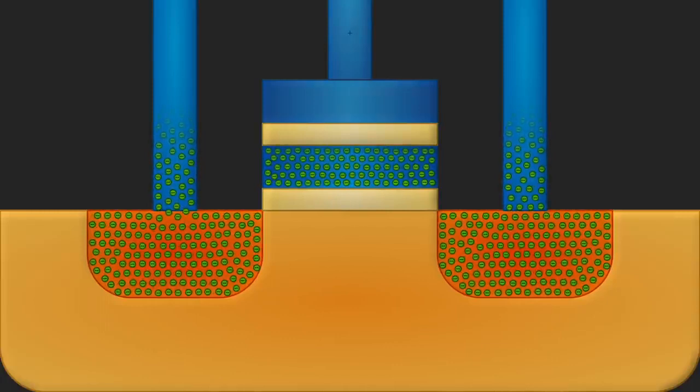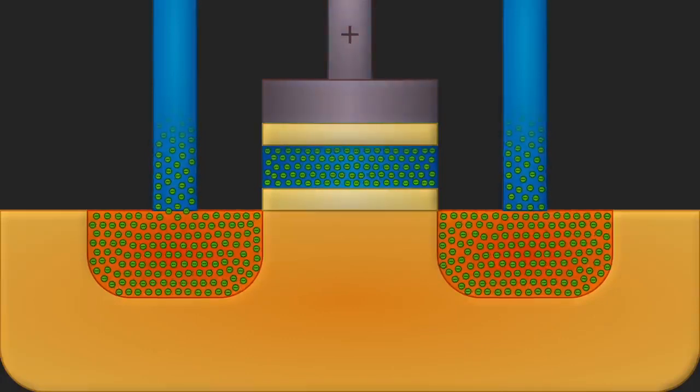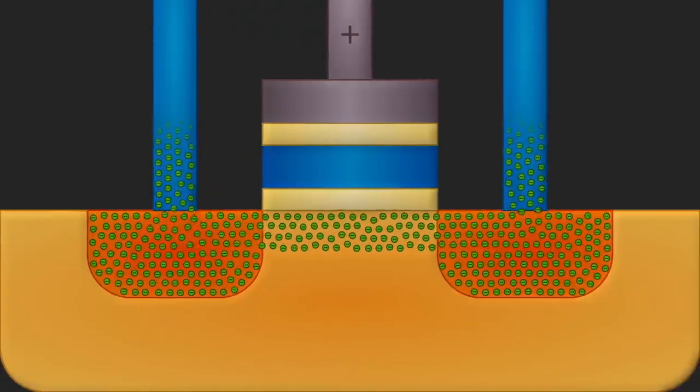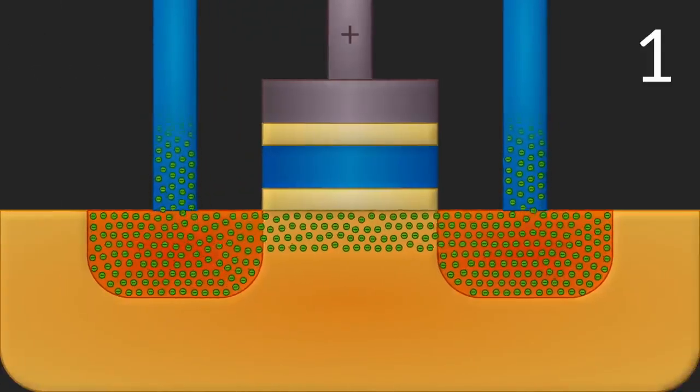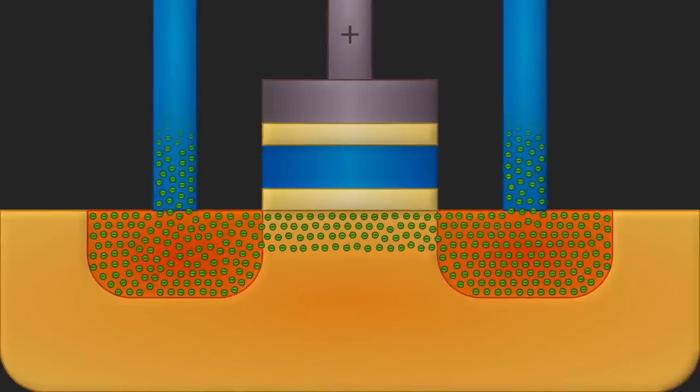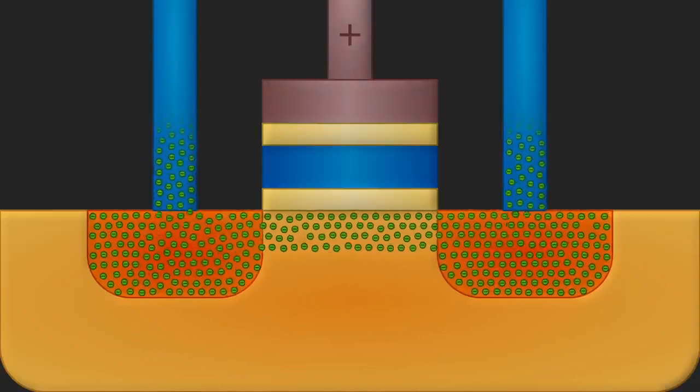You can read out the stored value by applying a small voltage. If there are electrons on the floating gate, no current flows, so that's a 0. If there aren't electrons, then current does flow, and that's a 1. Now, Mythic's idea is to use these cells not as on-off switches, but as variable resistors.